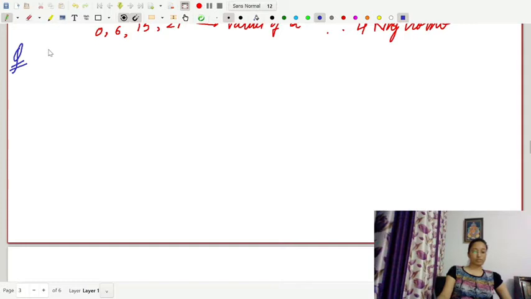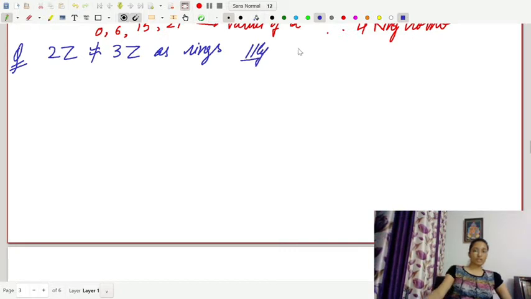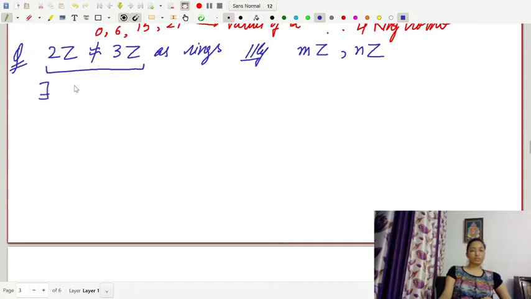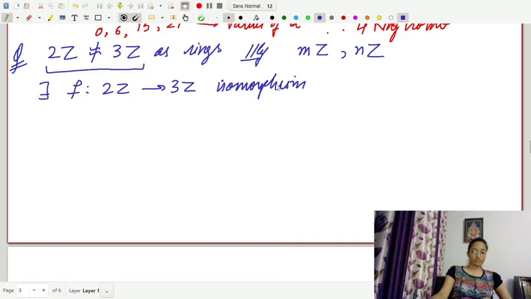Another question, show that 2Z is not isomorphic to 3Z as rings. Similarly, what can we say about isomorphism between mZ and nZ, where m and n are positive integers? अगर ये statement true है, तो इसका क्या मतलब है? There exists an isomorphism f from 2Z to 3Z. Isomorphism exist करेगी, ring isomorphism basically.